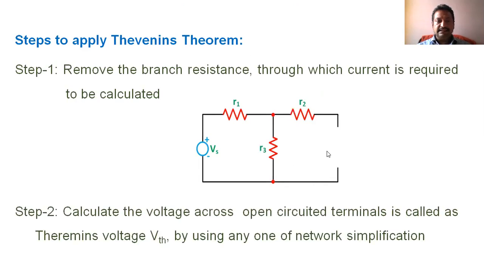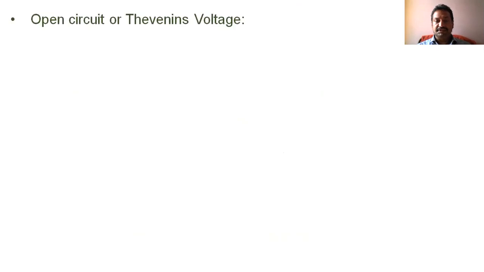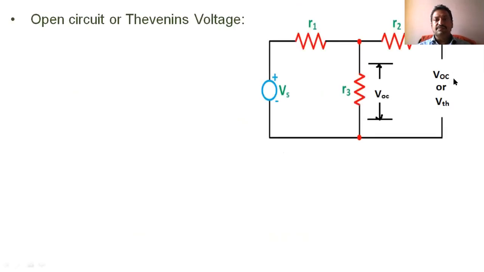The second step is to calculate the voltage drop across the open circuited terminals, called the open circuit voltage, also called Thevenin's voltage. This voltage can be calculated by network simplification. See here how to evaluate this open circuit voltage. Open circuit voltage VOC is equal to the current flowing through this resistance. Why? Because no current flows through R2, so current flows only through R1 and R3. So I into R3 is the open circuit voltage, also called Thevenin's voltage.